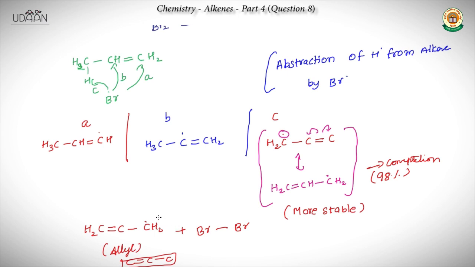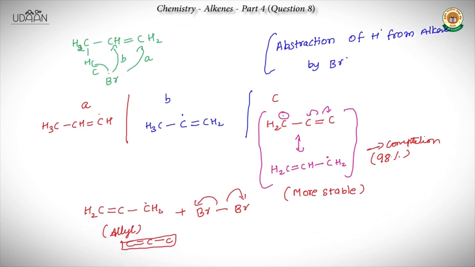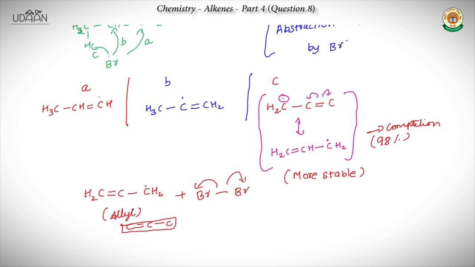So it will undergo homolytic cleavage and the final product you are going to get is H2C double bond CH single bond CH2Br.